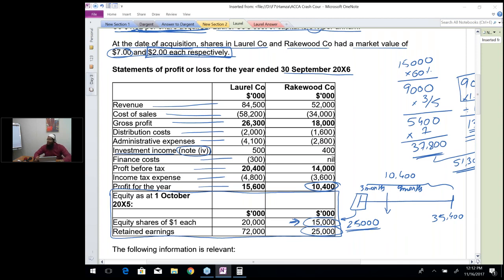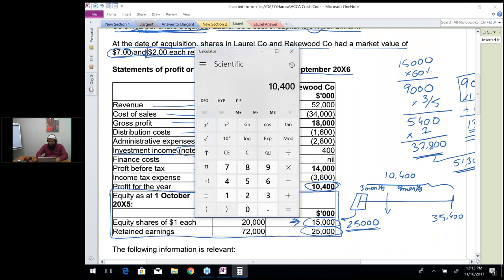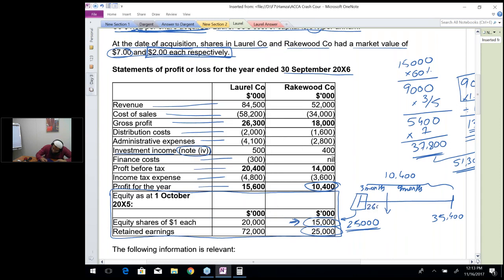So can you calculate the retained earnings at the date of acquisition? Harsh is saying 32,800. Neeraj is saying 26,600, 27,600. Okay. So either add 3 months profit in 25 or deduct 9 months profit from 35,400. So I'm adding 3 months profit: 3 divided by 12 will give us 2,600. So 2,600 is the profit for the 3 months. So it is going to be 27,600.